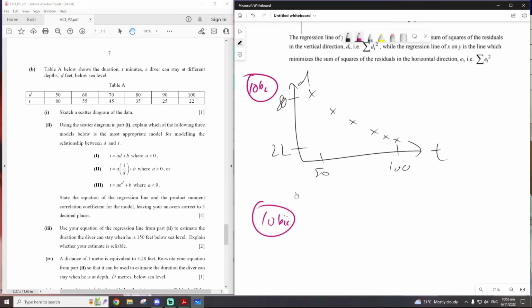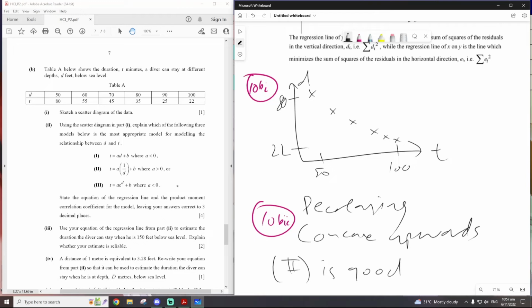So which is the most appropriate model? If you work it out, there are two conditions. It needs to be decreasing and concave upwards. So pick a model that satisfies this condition, which will actually be the second model. The first model is a linear one, so it doesn't work. The second model, because A is less than 0, will actually be concave downwards. But the second model is decreasing and concave upwards, so it meets the condition. Therefore model 2 is appropriate.